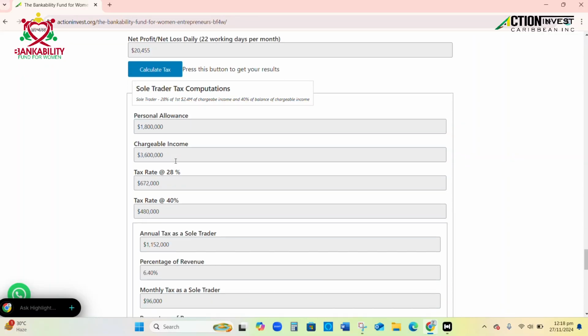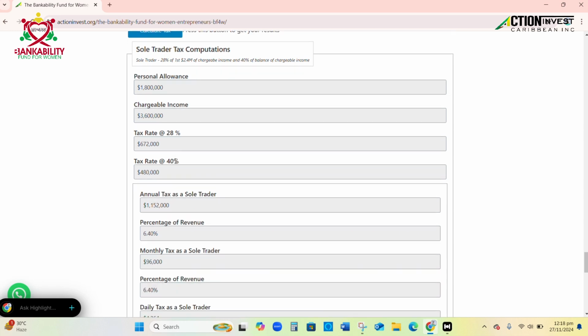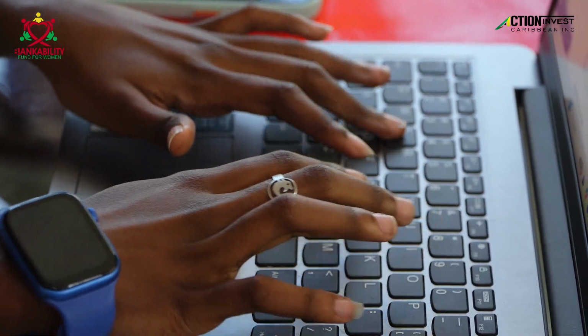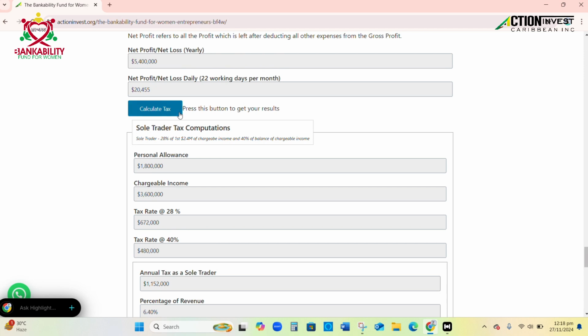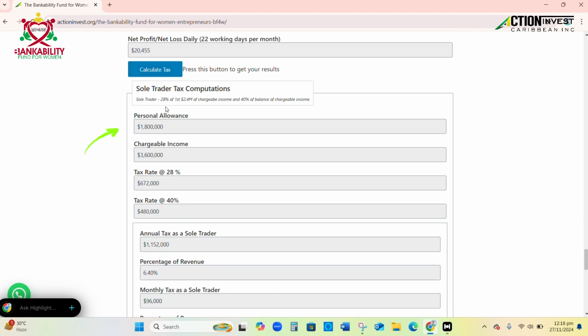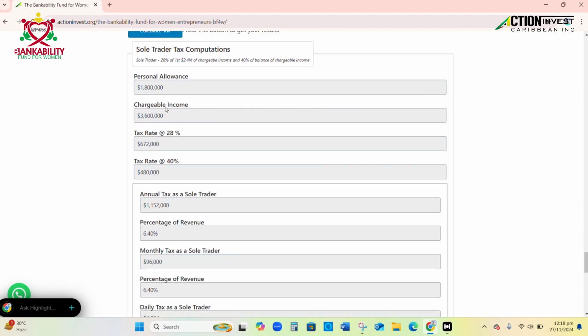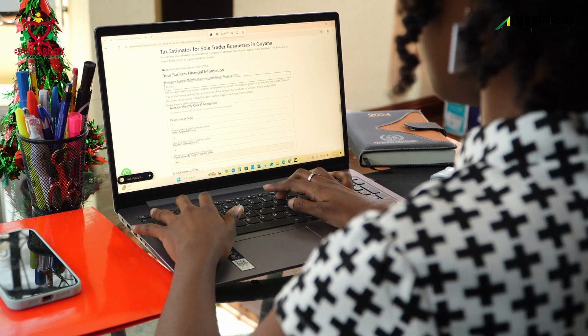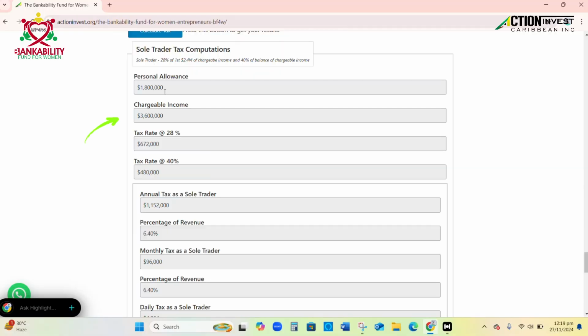Personal allowance. This is your income tax threshold. It's the greater of 1/3 of your net income, or $1.2 million. For our example, 1/3 of the annual net income is $1.8 million, which is above the $1.2 million threshold. So, your personal allowance is $1.8 million. Now, we calculate your chargeable income, which is your total income minus the personal allowance. This gives us $3.6 million in chargeable income.